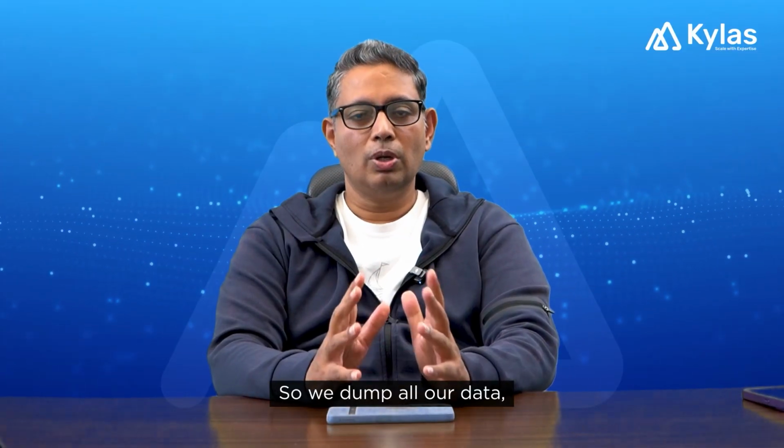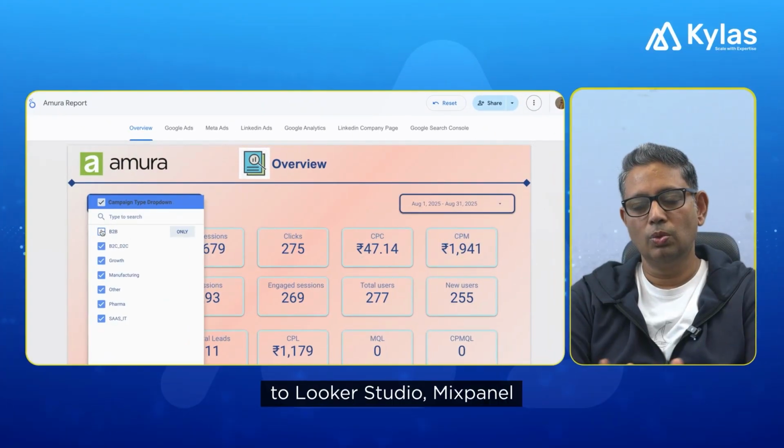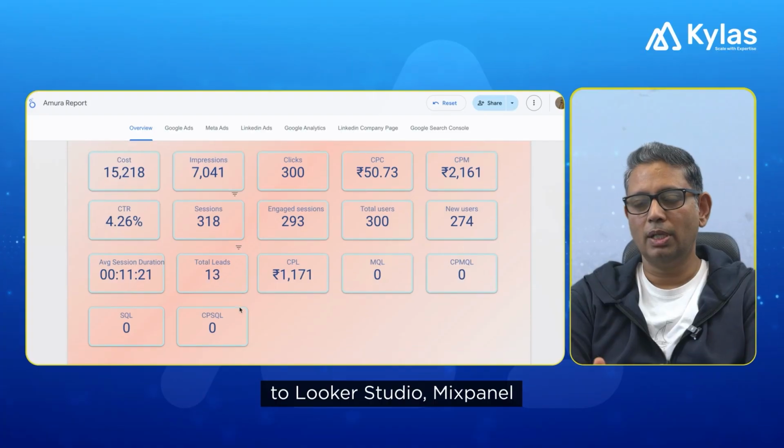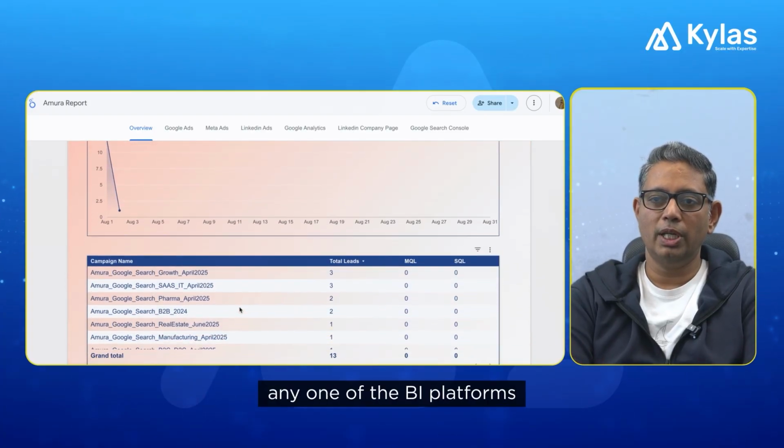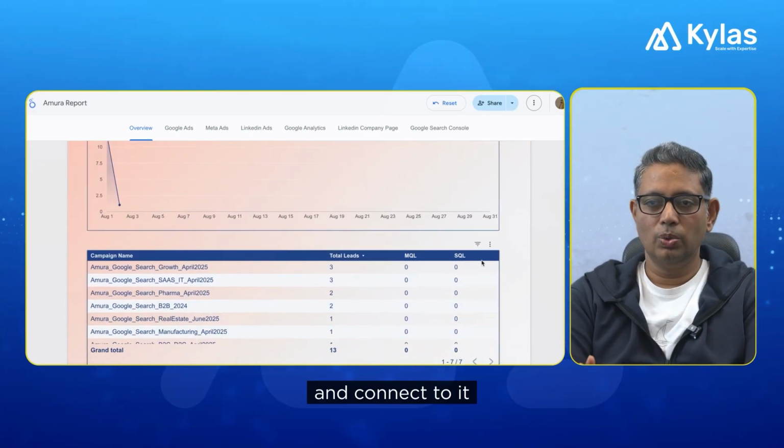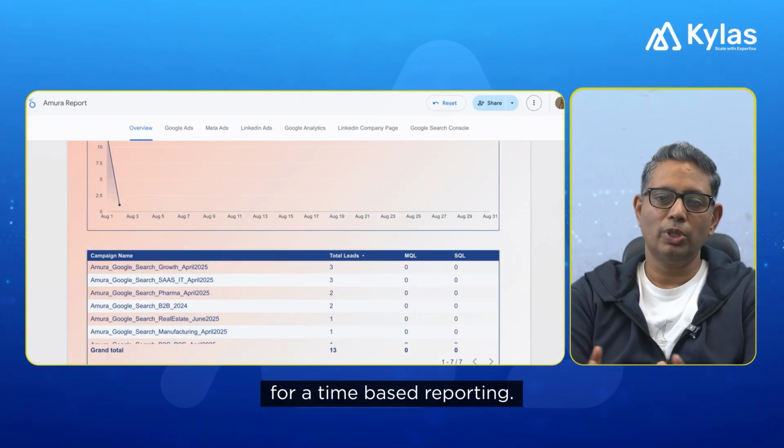So we dump all our data into any BI. We are connected to OpenBI. We are connected to Looker Studio, Mixpanel. You can choose any one of the BI platforms and connect to it for time-based reporting.